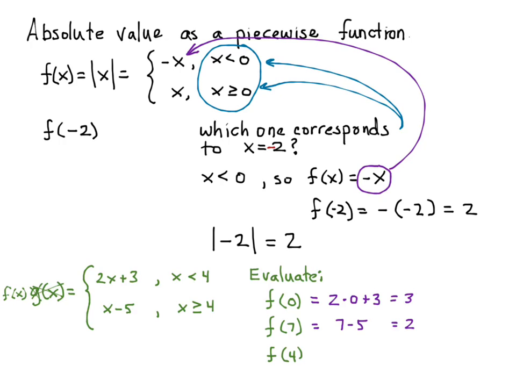Now, the part that you always have to be careful about is what are the boundaries of these things? What are the borders of these partitions? And so here, I'm going to evaluate f at 4, and I see that 4 is not less than 4, but 4 is greater than or equal to 4. So I'm going to use the second definition of my function and say 4 minus 5 is negative 1.